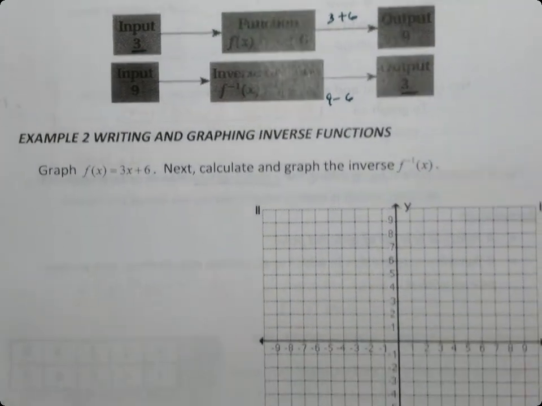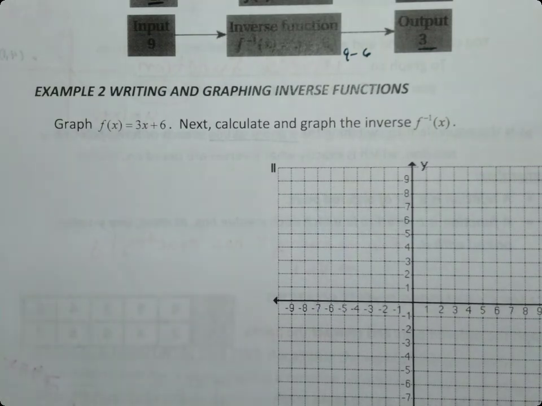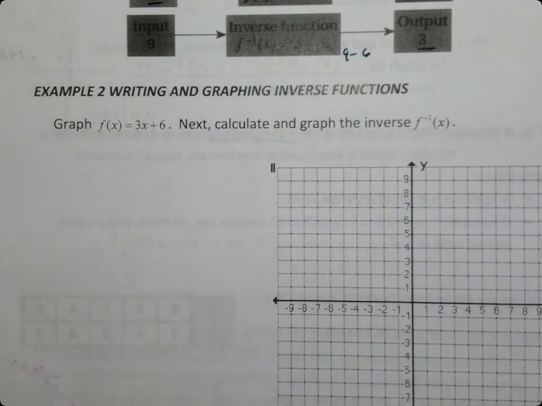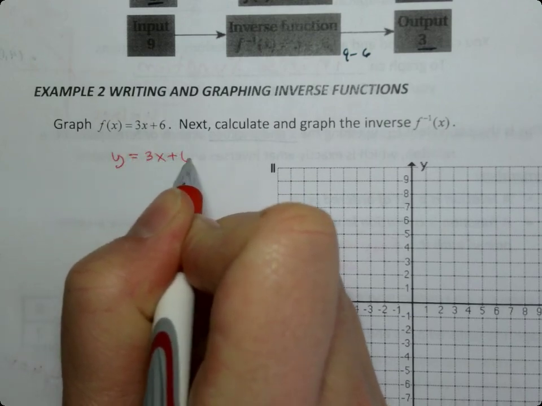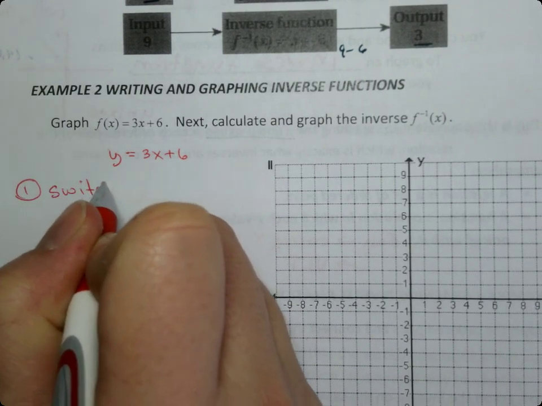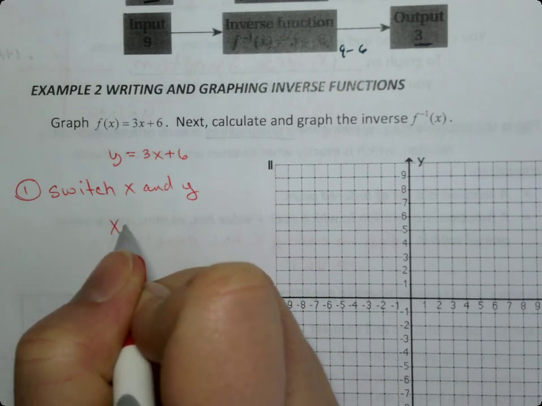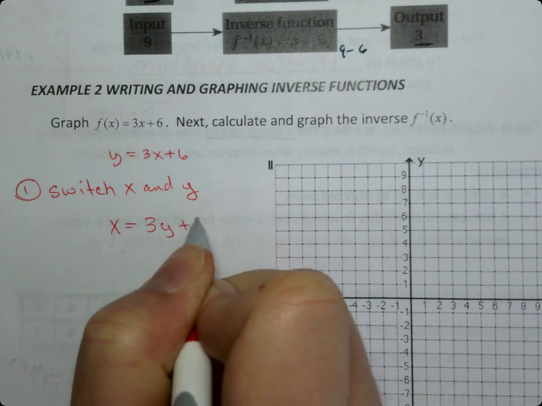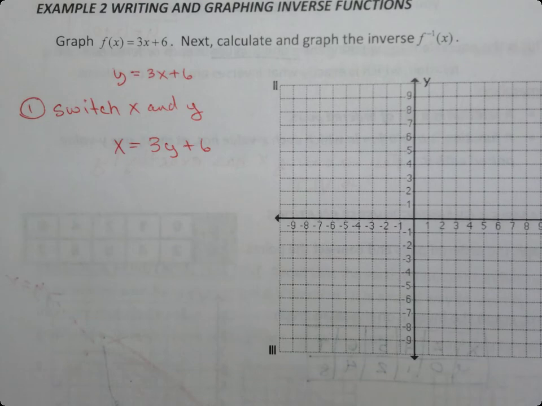So first things first, I'm giving you the original function. f of x is 3x plus 6. What kind of function is this? What would it graph? It's going to graph a line. Now, if I want to find the inverse, the first thing I'm going to do is rewrite this as y equals 3x plus 6. To find the inverse, the first step is to switch x and y. So it's now going to be x equals 3y plus 6. So just like we flip the ordered pairs, we're going to flip x and y.